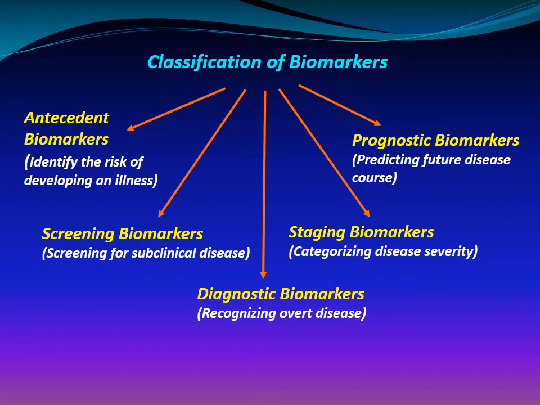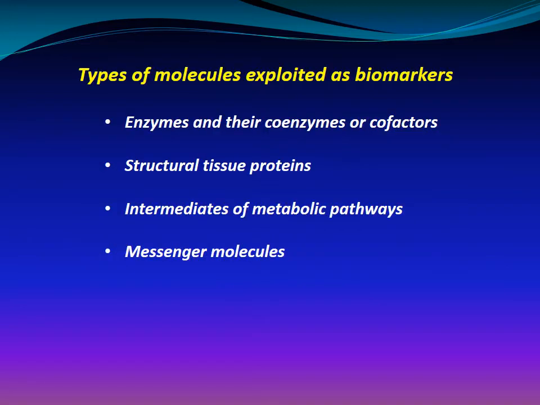Classification of biomarkers. The biomarkers are classified into 5 categories. Antecedent biomarkers identify the risk of developing an illness. Screening biomarkers screen for subclinical disease. Diagnostic biomarkers recognize overt diseases. Staging biomarkers categorize disease severity. Prognostic biomarkers predict future disease course.